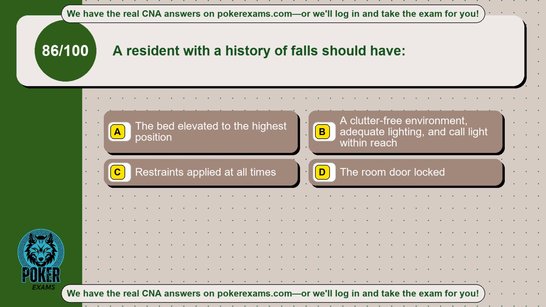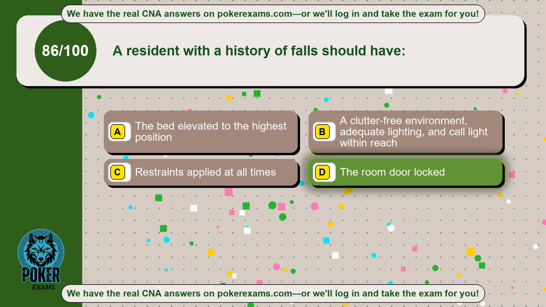Question 86. A resident with a history of falls should have: option A, the bed elevated to the highest position; option B, a clutter-free environment, adequate lighting, and call light within reach; option C, restraints applied at all times; option D, the room door locked. The correct answer is option D, the room door locked.